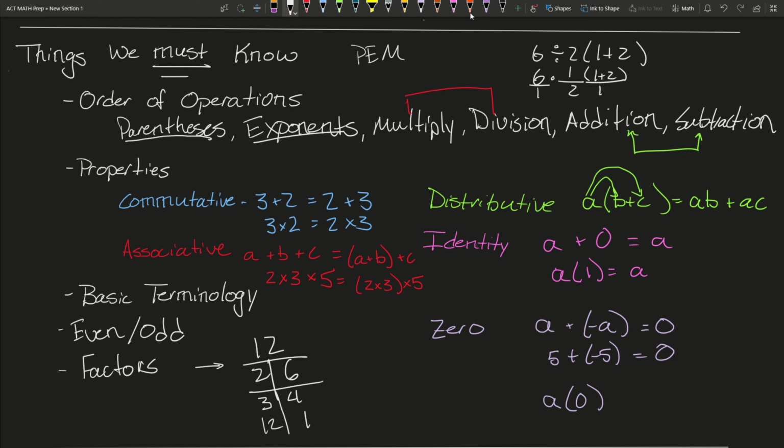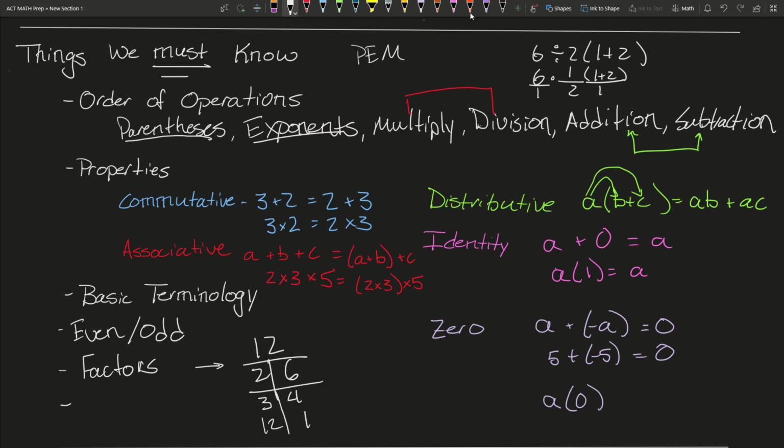All right. So some questions on the ACT are like, what are the even factors of some number, right? Or what is the sum of all the even factors of some number, right? Again, sounds really difficult, but as long as you understand those two definitions, you can get through the problem. Okay.